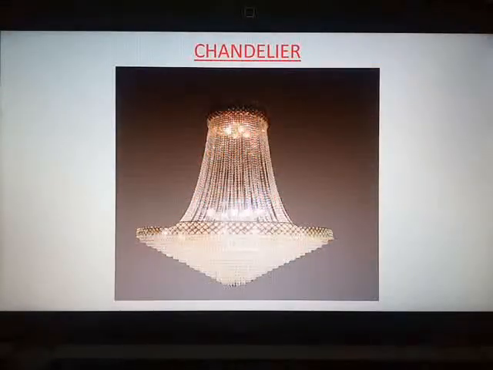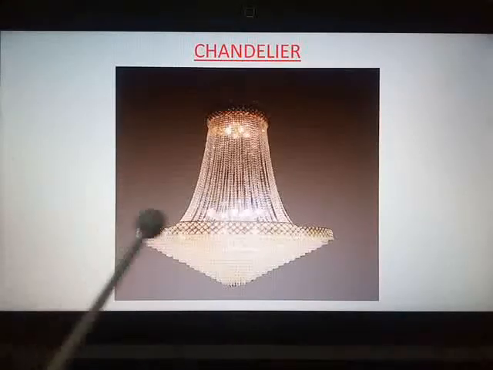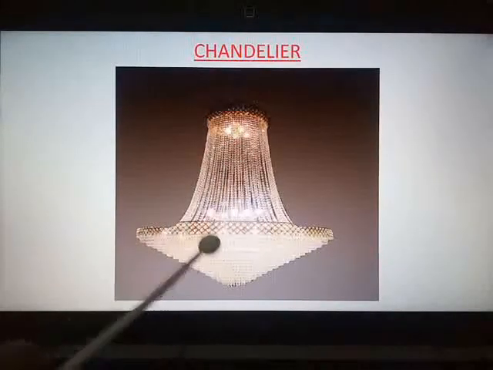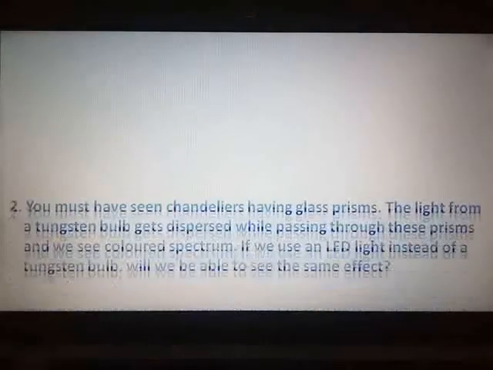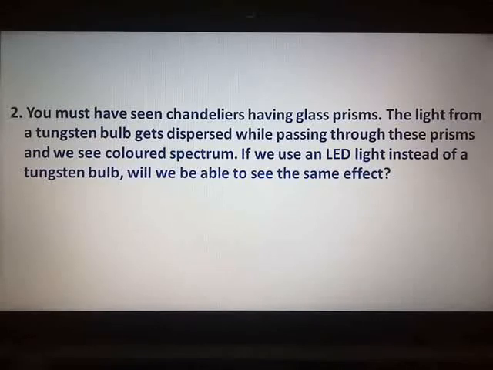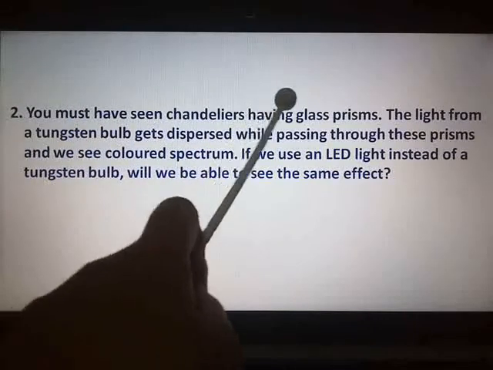Now here you can see the picture of a chandelier, which in Marathi you call zumbar. You can see different lights, yellowish shade, in big hotels, five stars and all when you go. Even in your houses, the big houses and all, you have such chandeliers. So on that you have a very small activity. They have asked us on page number 77, same heading, use your brain power. You must have seen chandeliers having glass prisms.